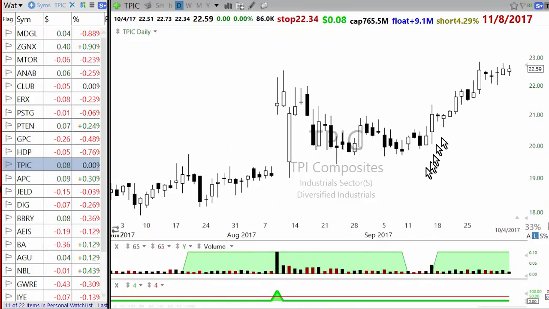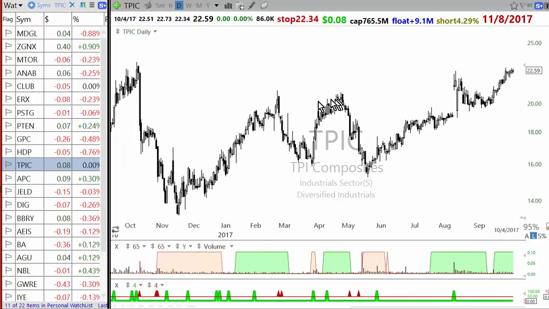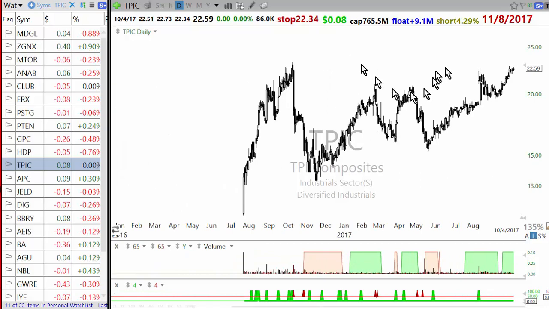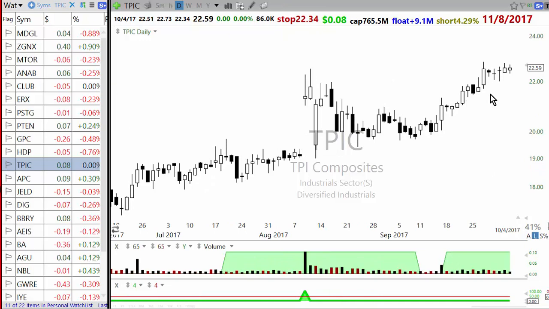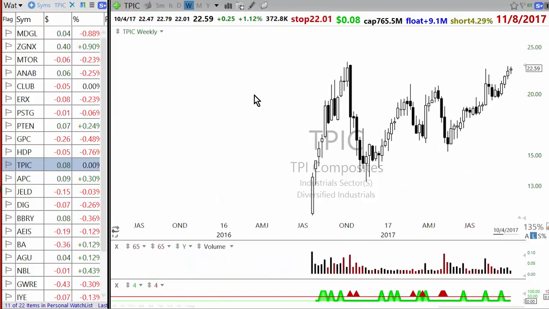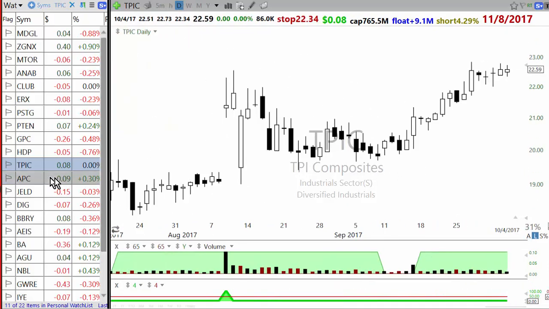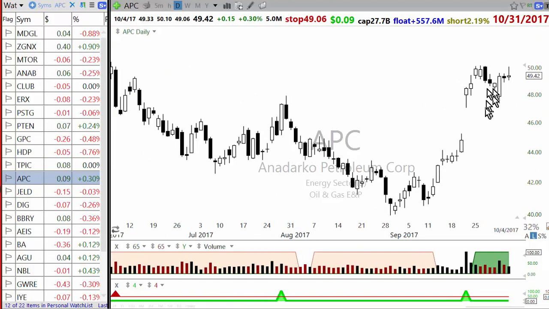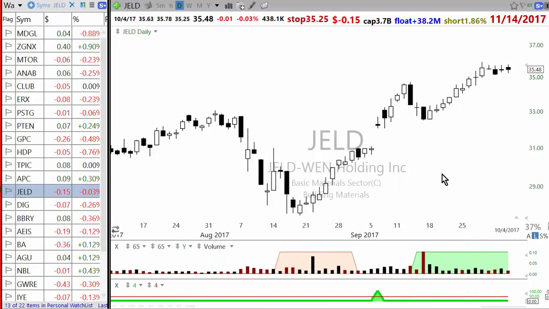But that's TPIC, not really a fully formed setup, but again this is an IPO. They can be a little bit more volatile, and also the volume is low on this one, but this looks like a setup, setting up here near the high. So Andarco Petroleum, a little bit more volatility than what I like, but I just put it there currently for the time being. Gel, this is another IPO setup which looks nicely forming.